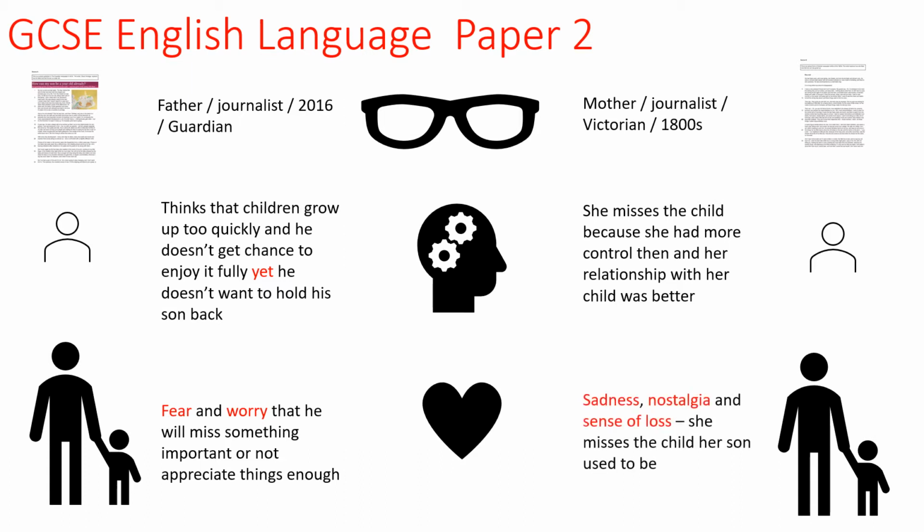So what does she feel? Well, the child has grown up, so she feels sad for the child that's gone. And she's got a sense of nostalgia, which is thinking fondly of the past. And that's what she's doing. She thinks of the past in a quite nice way. And that sense that she's lost something. And she's not just lost that sense of control, but the relationship with her child. And she misses the son that she used to have. And so you can see very, very clearly that we can build that picture up by thinking about the perspective, what the writer thinks, and what the writer feels.